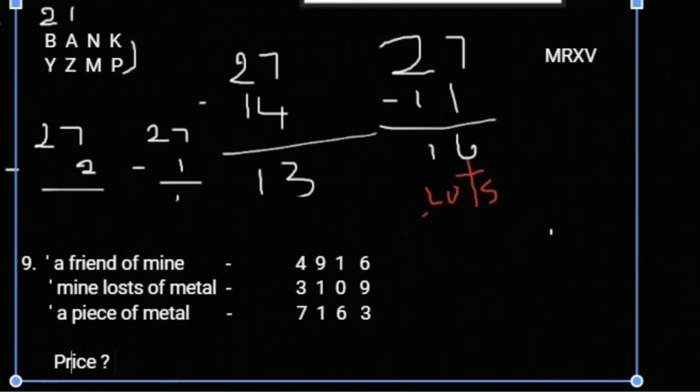Price, sir. Where is price in this word? It's piece, correct? So it should be piece. Yes, it should be piece, correct.